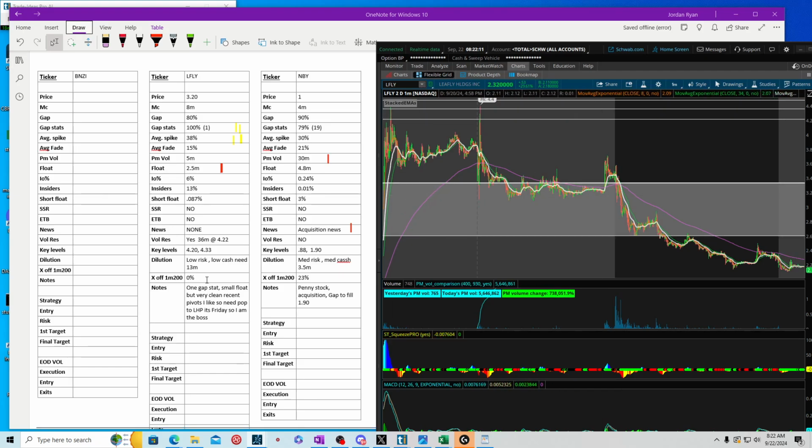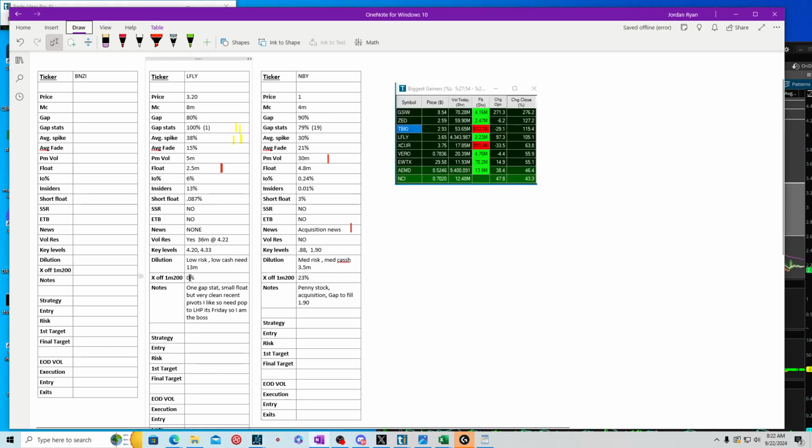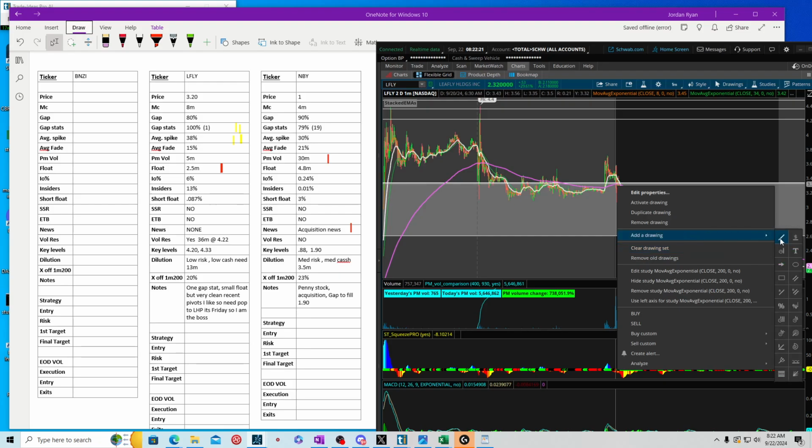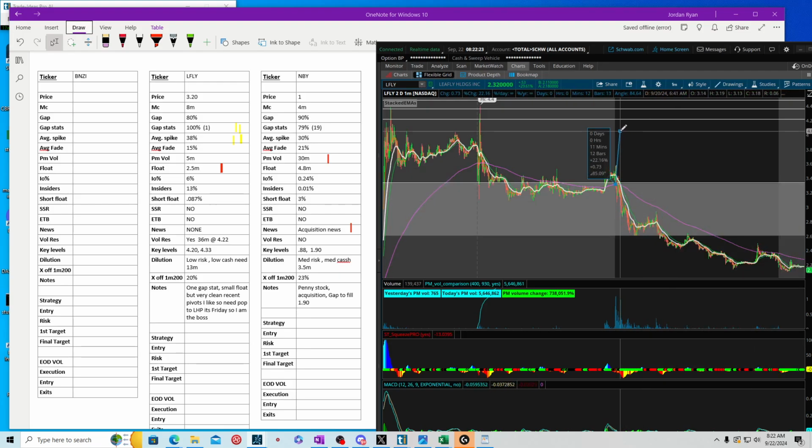It's not a red flag, but it's better if this is like 20% off the 1 minute 200, because that means we'd be open up here. We'd have a gap to the 1 minute 200. So that's good. Now if you have a gap from the 1 minute 200 and it tries to spike, now you're even farther off the 1 minute 200, chance of fail high. Okay? So that's what that means.